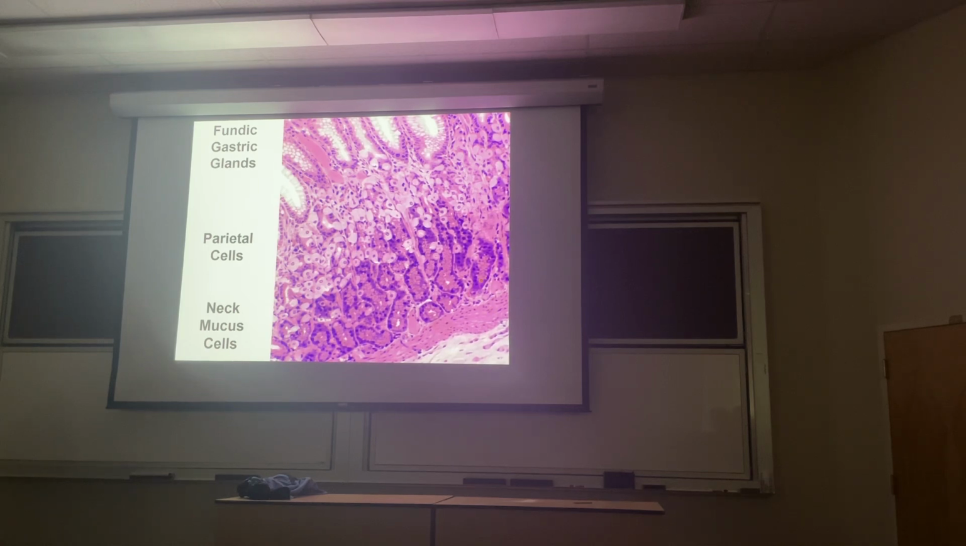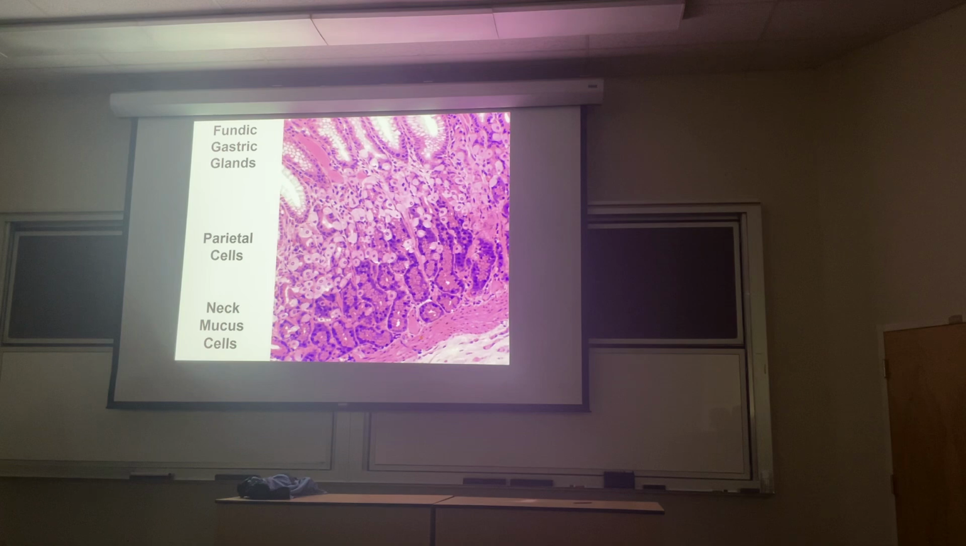But as we get to the base, do you see down here where they're more of a solid stain? These are chief cells down here. These here are more mucus where they have the lighter cytoplasm. So parietal cells, mucus cells, and chief cells. The chief cells produce pepsinogen.